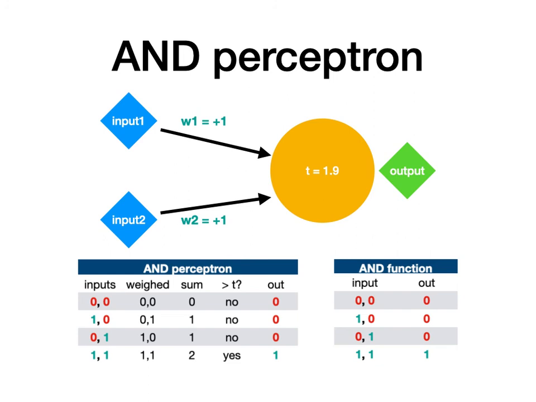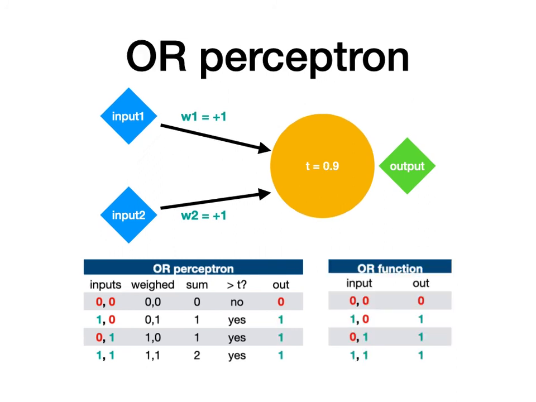So what that means is that the only way to reach the output threshold to do this AND operation is to have them both present. They both get multiplied by their weights, which are just normal, and then we sum them up to 2. 2 is greater than 1.9. Let's fire off, right?